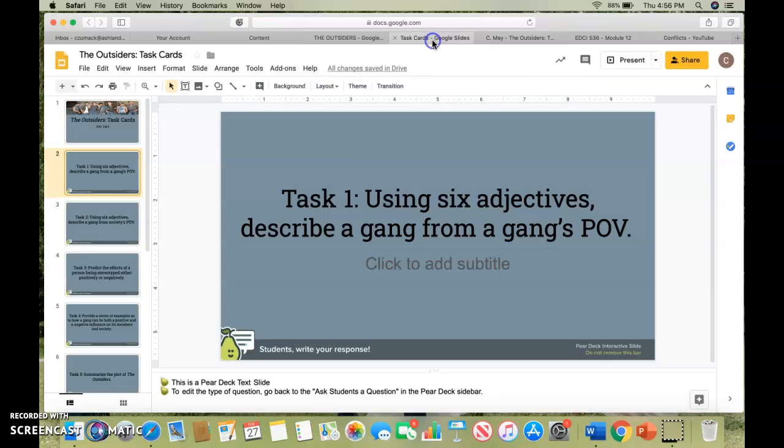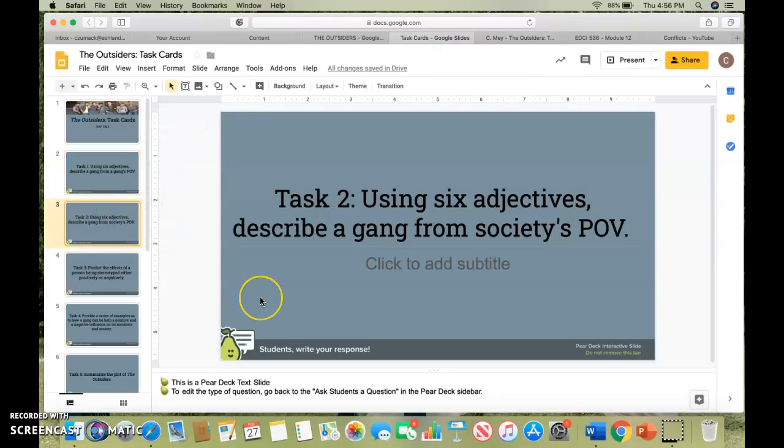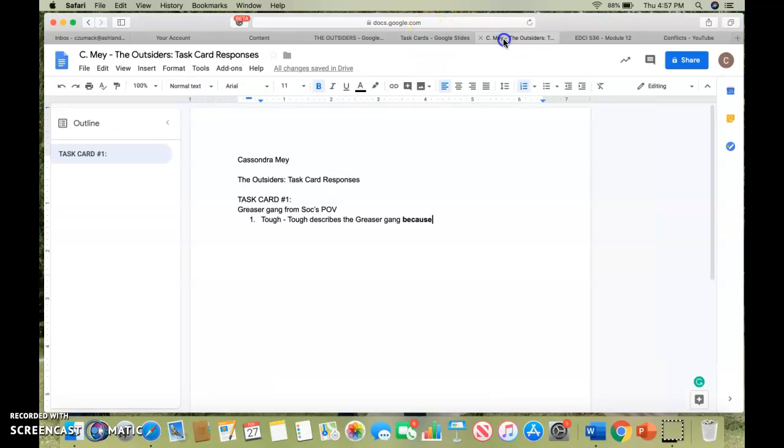Okay. Task card number 2. All right, so we're going to do the same thing using 6 adjectives. Describe a gang from society's point of view. So this really intertwines the conflicts that you did the day before with society, and just being a member of either gang and the conflicts and stuff. Like, what would someone say about either one of the gangs in society? So what would people on the west side say about the people on the east side, or vice versa? Okay, and again, same exact thing.